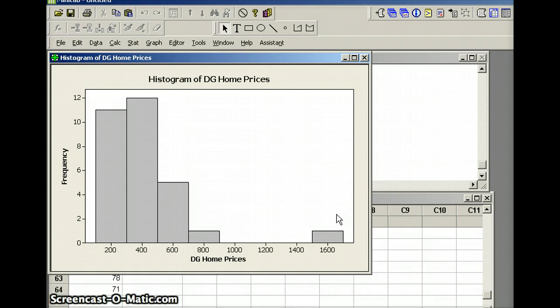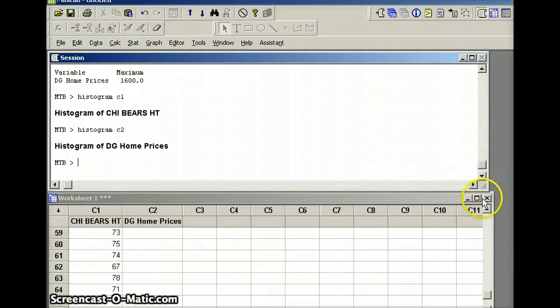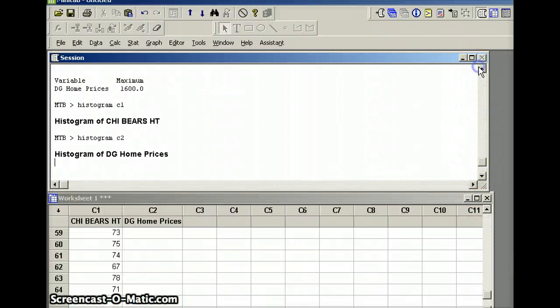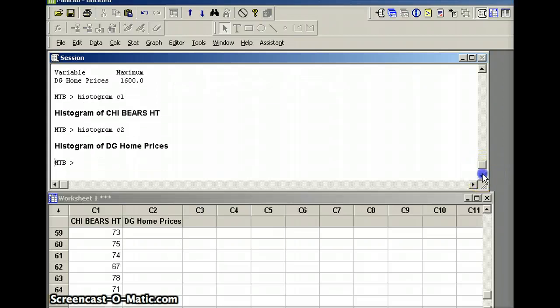When you have skewed data sets, oftentimes it is better for us to look at the median rather than the mean. So can we find the median of that data set? And again, you will notice that Minitab told us for the Downers Grove prices that the median was 325,000. And I just want to go ahead and compute that by hand so that we can see it.